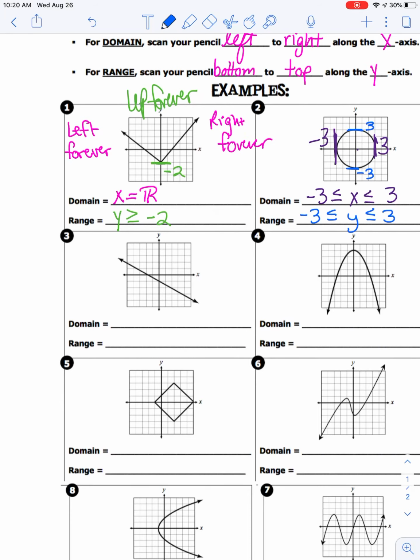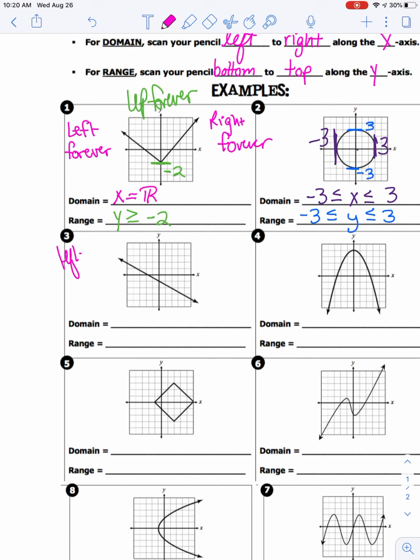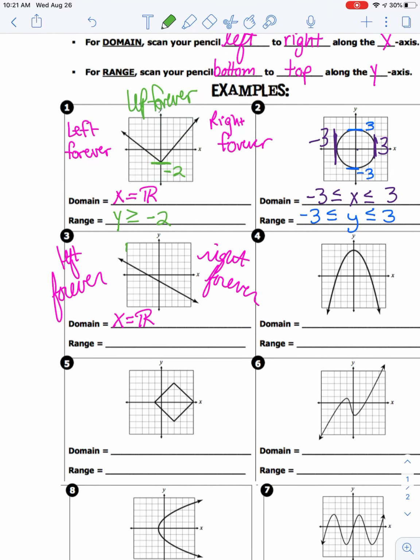When I look left, I do see it goes left forever. And I also see it goes right forever. So since it's going left and right forever, my domain is x is all real numbers. And what's kind of neat about this one is that it also goes up and down. See how it's going up, up, up, down, down, down forever? That means y is also all real numbers. So we've seen a lot of different cases just in these 3 examples.